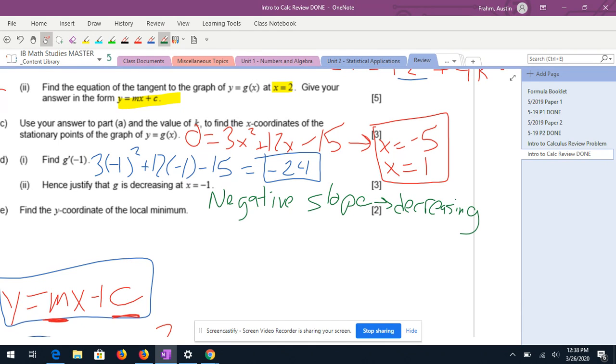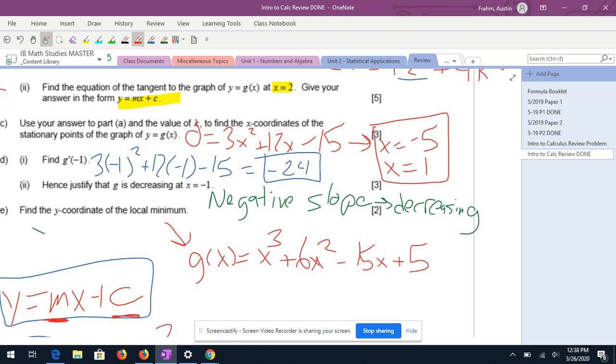All right, and then part E, find the y-coordinate of the local minimum. Now, we have two possible x values of the local minimum. If we look at part C, it's either x equals -5 or x equals 1. So if you were to go back and plug the original equation g of x into your calculators, and remember g of x is x to the third plus 6x squared minus 15x plus 5.